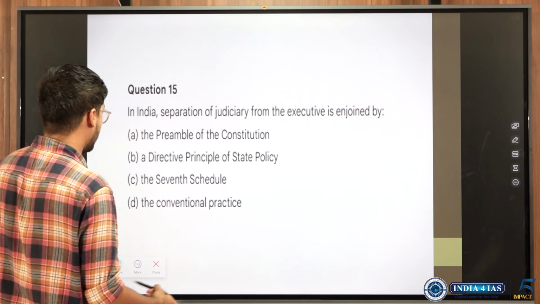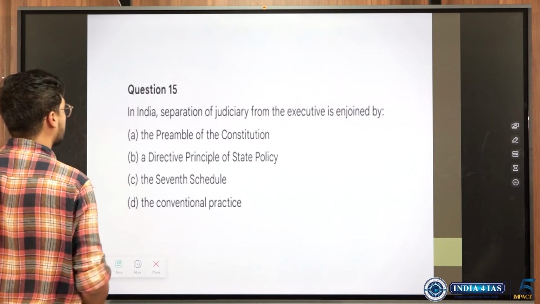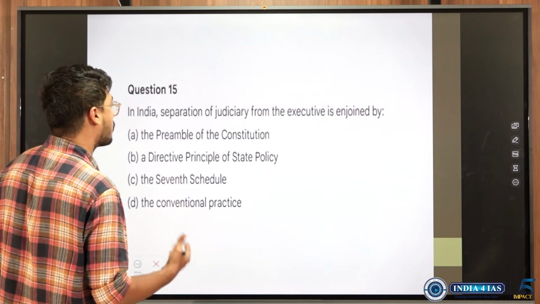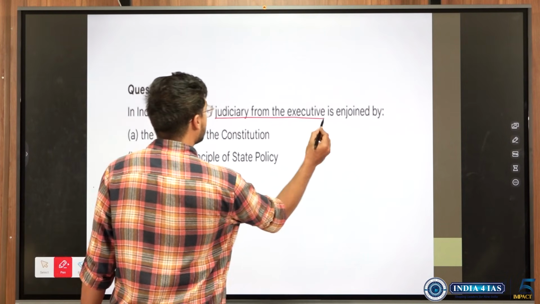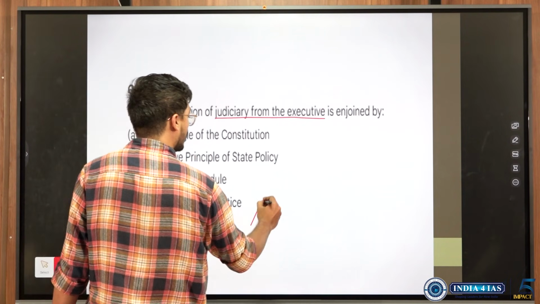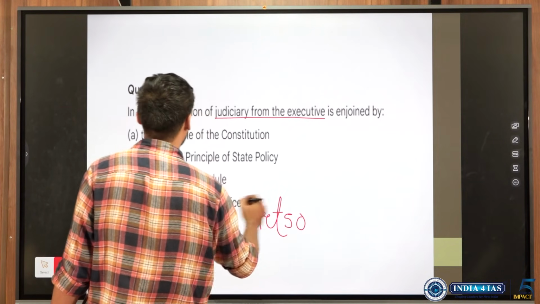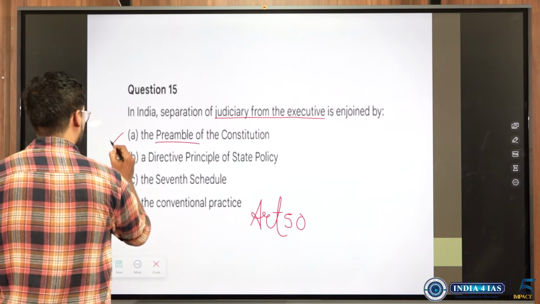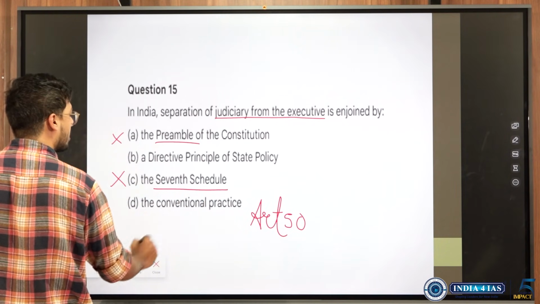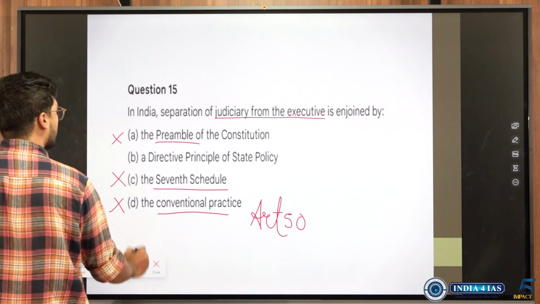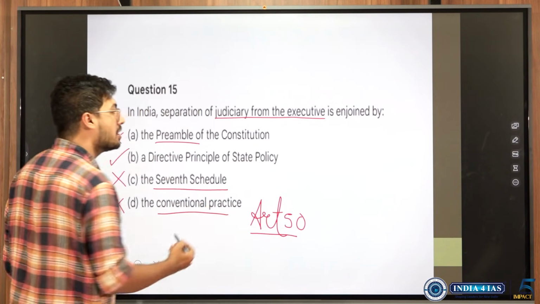Question number 15. In India, separation of judiciary from the executive. So this is a very simple question. In India, separation of judiciary from the executive is being enjoined by which provision? Can we recall anything? Yes, we can recall Article 50. Preamble, is it there? It is not there. 7th schedule, division of power, is it there? It is not there. Conventional practice, just a made-up thing. DPSP under Article 50, separation of executive and the judiciary.